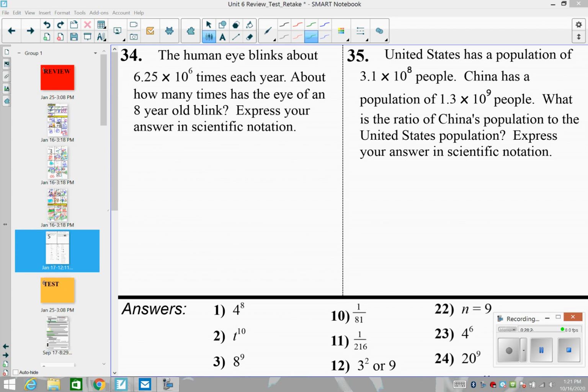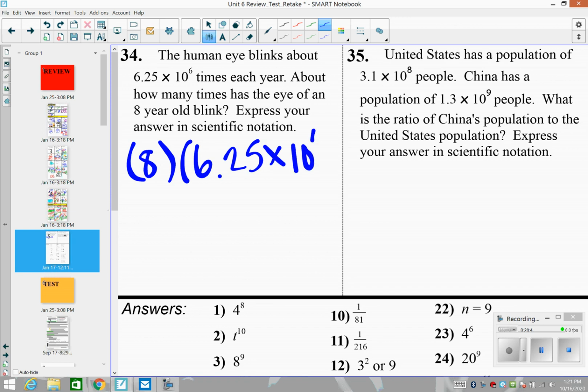The human eye blinks about 6.25 times 10 to the 6 times each year. So that's how often our eyes are blinking. About how many times has the eye of an 8-year-old blinked? So we're really saying an 8-year-old would blink 6.25 times 10 to the 6 per year for 8 years. So that's multiplication kicking in.